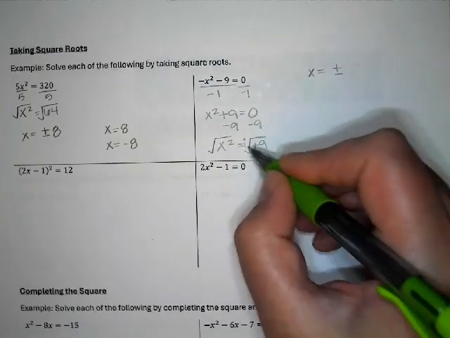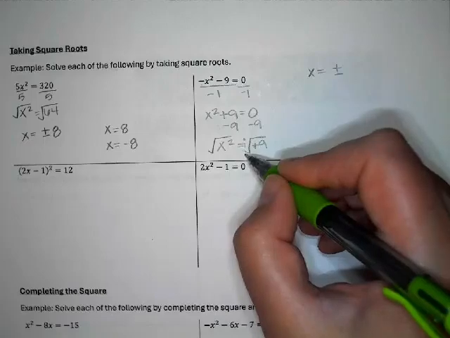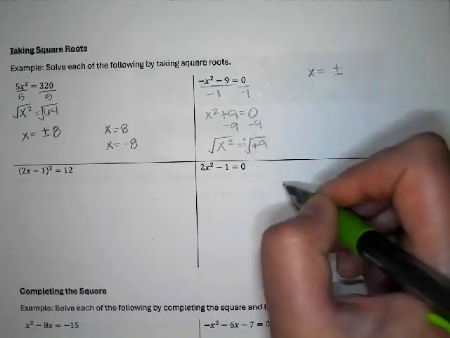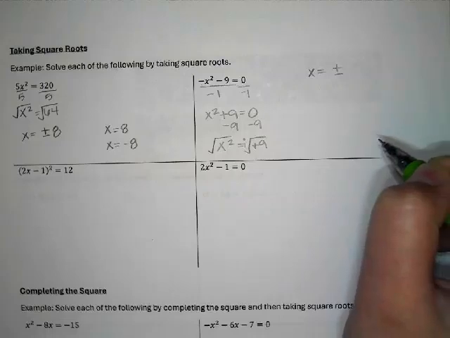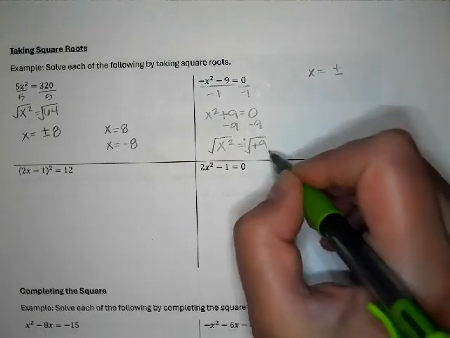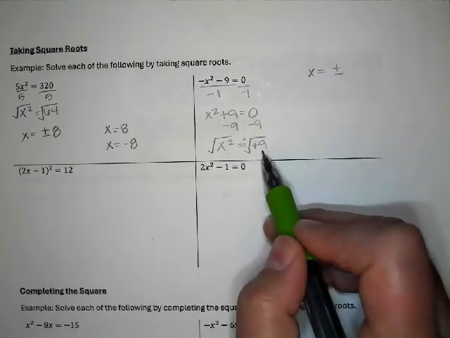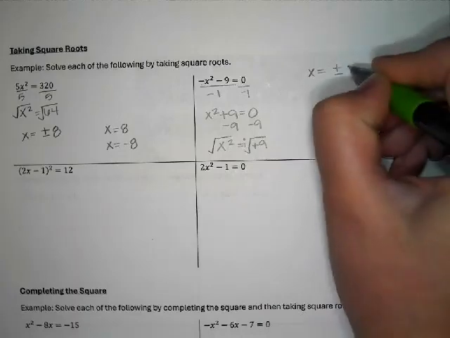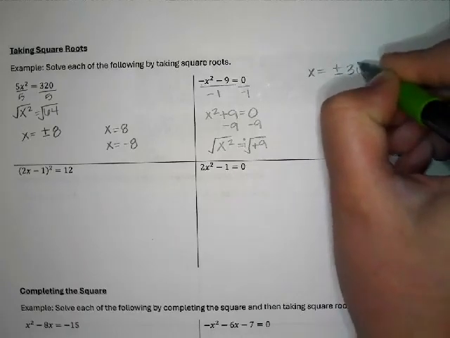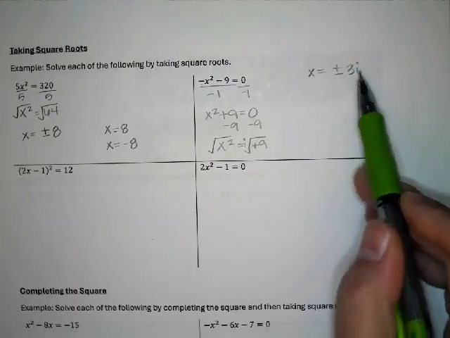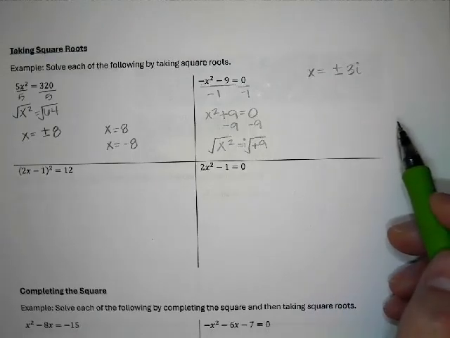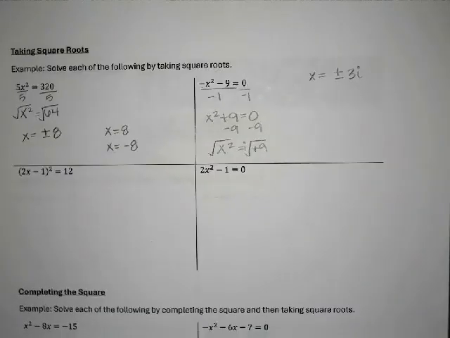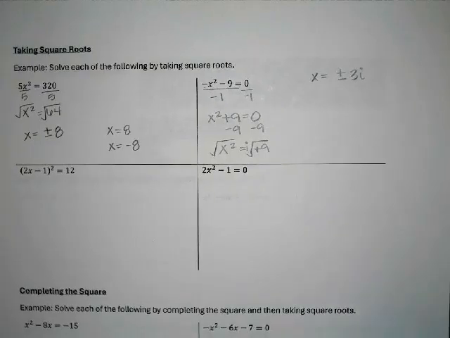So if I was to graph that quadratic, what I would find is that it would not cross the x-axis. I'm able to solve it mathematically, but it's not going to show up any x-intercepts. And then the square root of 9 is 3. So 3i. Positive 3i, negative 3i. Those are the two solutions. They're imaginary roots or imaginary x-intercepts. They don't actually show up.